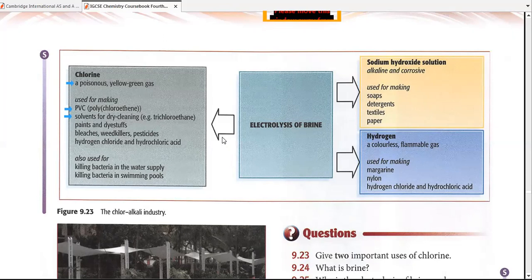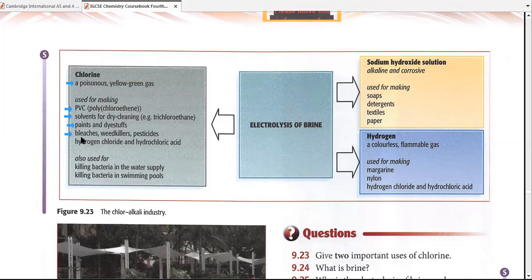Yes sir. Moving on. They are solvents for dry cleaning. I hope you're familiar with dry cleaning, but we are going to explain that in chapter number 10. Paints and dyestuffs means colored materials, then bleaches, weed killers, and pesticides. I hope you're familiar with bleaches already.